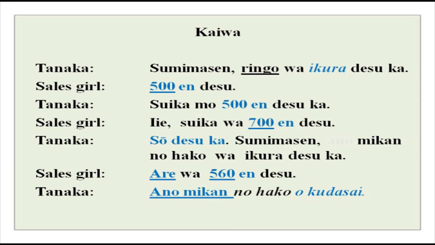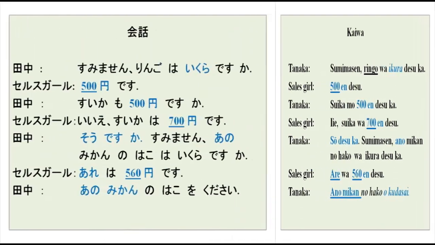Sumimasen. Ano mikan no hako wa ikura desu ka? Ano means that mikan no hako over there. That mikan basket, that mikan box over there, wa ikura desu ka? Are wa 560 yen desu. That is for 560 yen. Ano mikan no hako o kudasai. Please give that mikan box to me. So this was the conversation.